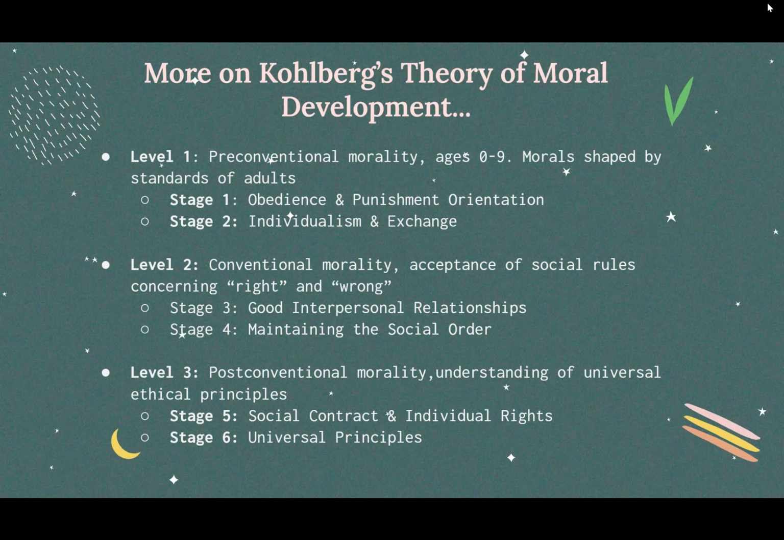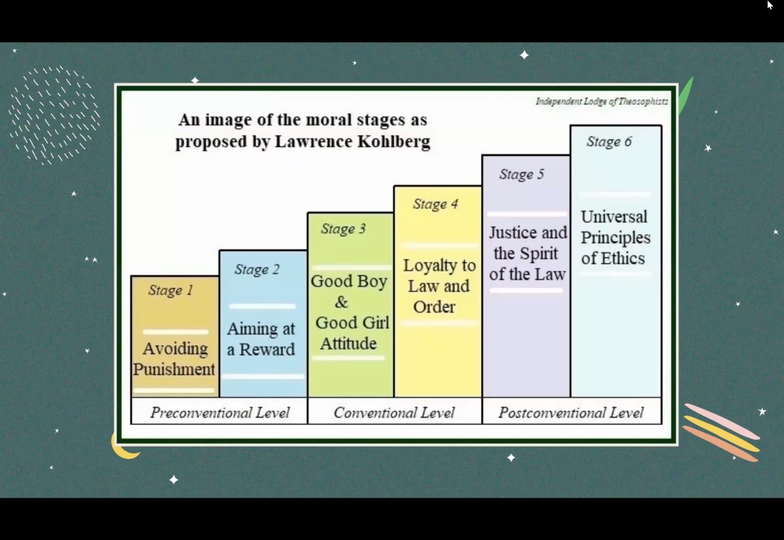And level 3 is post-conventional morality, an understanding of universal ethical principles. This is the most complex level. In stage 5, it's social contract and individual rights. In stage 6, universal principles. And the objective, like I said, is a lot more complex because it is pretty much an individual's building of their own morals and universal principles based on everything they have learned.